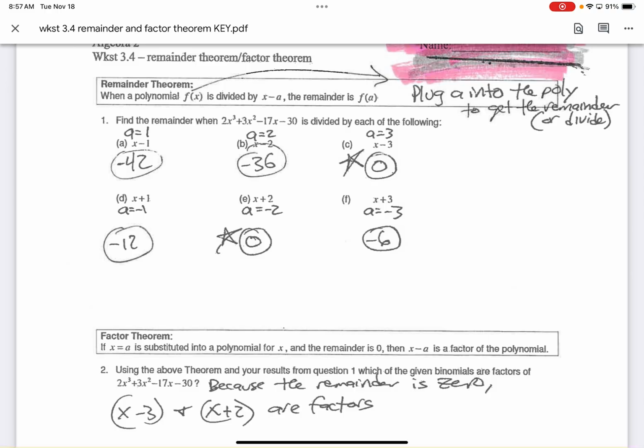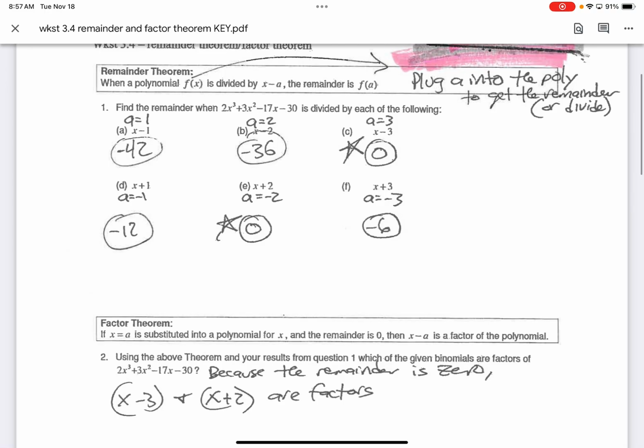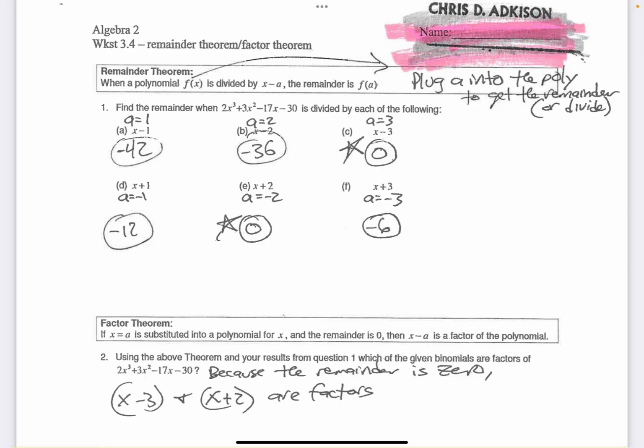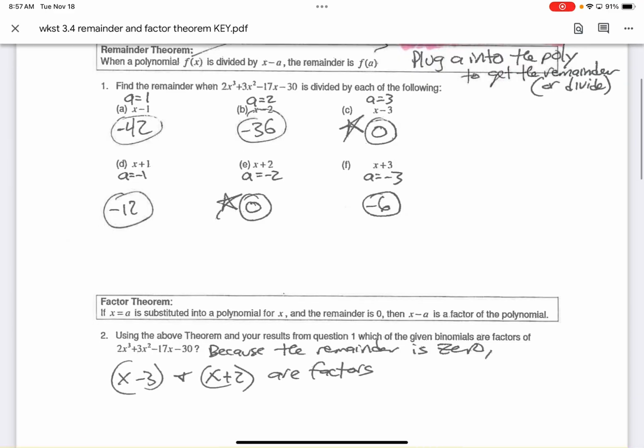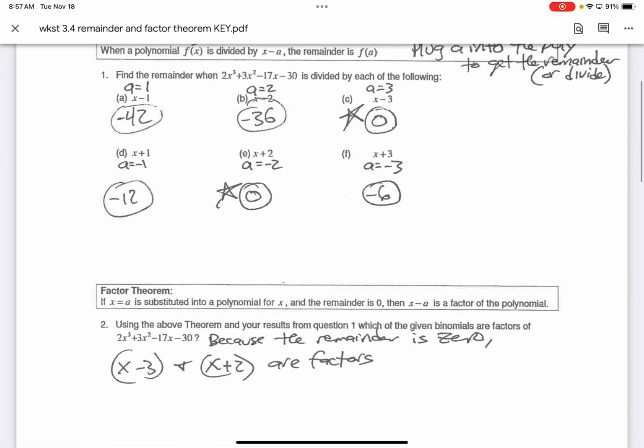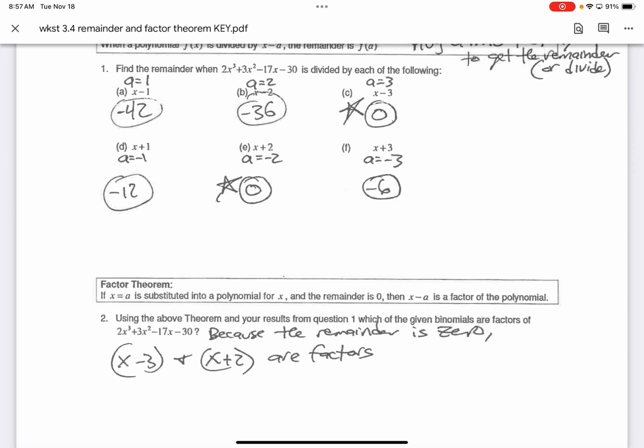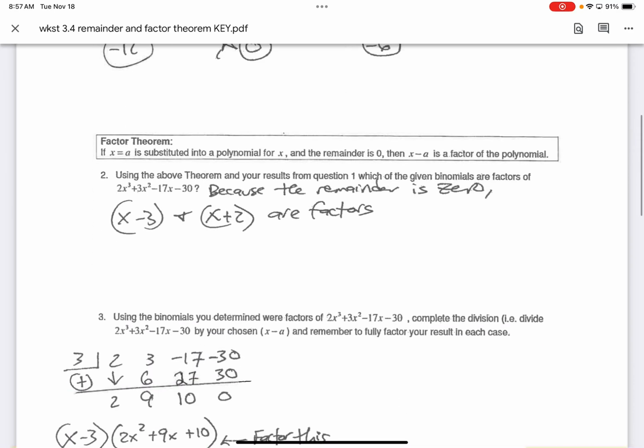Why? Okay, say that again, like real specifically. Why did I star C and E? They are factors. Good. Okay. So it says basically which of those are factors. We know it's x minus 3 and x plus 2 are the factors.